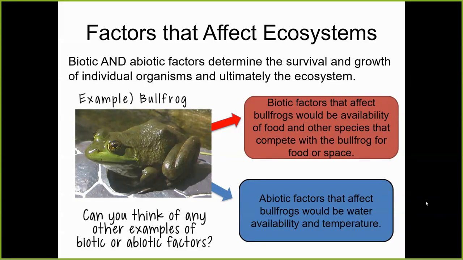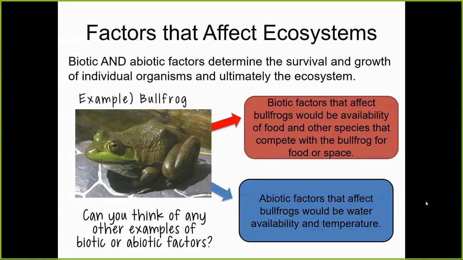So, factors that affect ecosystems. We have biotic and abiotic factors, and they are going to determine two things. They are going to determine survival. Do you live? Do you die? They are going to decide growth. How big, how small, how much does your population expand, or how much does it contract? Biotic and abiotic factors control two things: survival and growth of individuals and ultimately of the ecosystem itself.